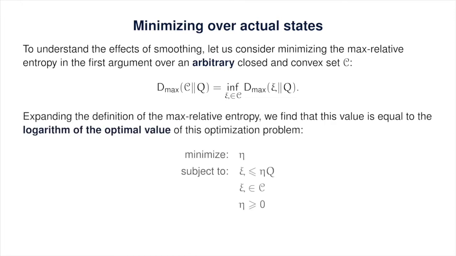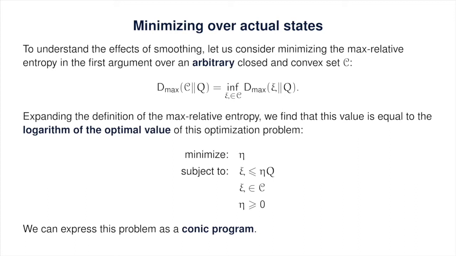Now, if we expand the definition of the max relative entropy, we find that the value obtained by this expression is equal to the logarithm of the optimal value of the optimization problem shown here. This might or might not be a semi-definite program. That depends on the properties of the set C. As we will see, however, it is possible to express this problem as a conic program for any choice of the set C, so long as it is a compact and convex set.